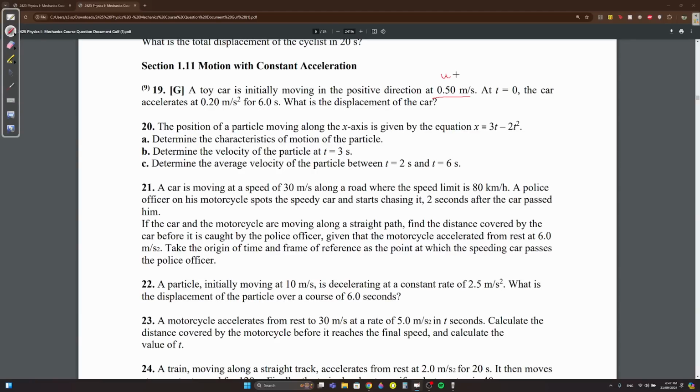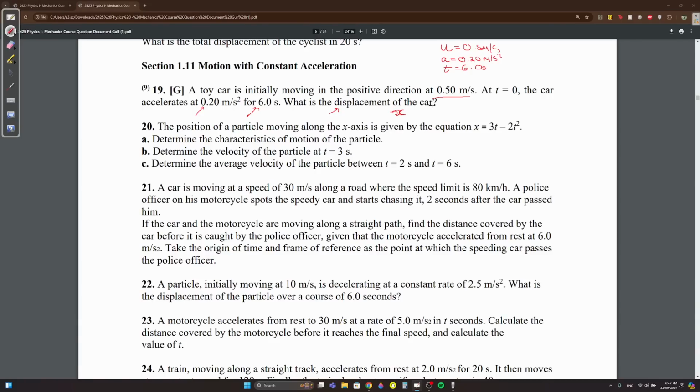Remember how we work. Like I told you, I list everything they give me on the right. So u equals 0.5 meters per second. At t equals 0, the car accelerates at 0.2 meters per second squared for 6 seconds. So the acceleration is 0.2 meters per second squared, and the time is 6.0 seconds. What is the displacement? We want x.